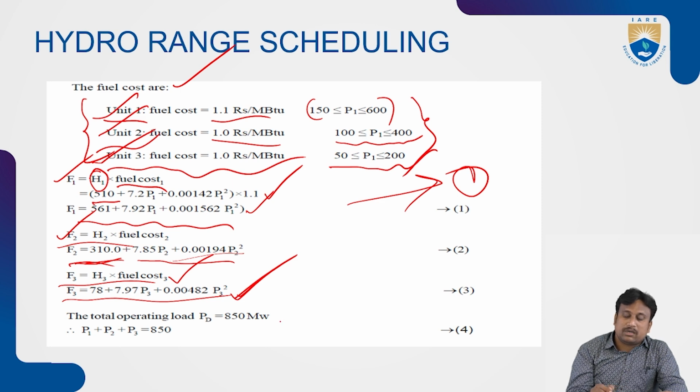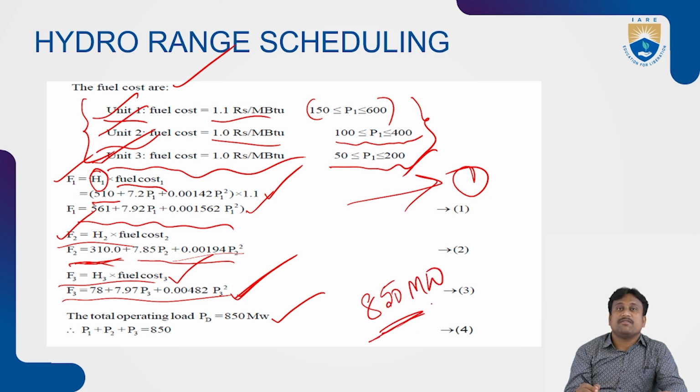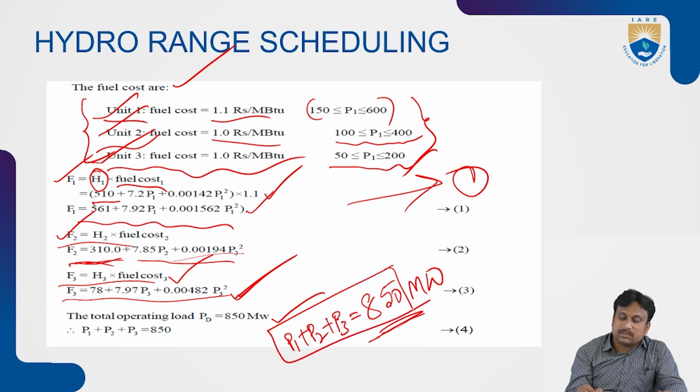Now the total operating load is P_D, which is equivalent to 850 megawatts. This may be written as the sum of the three unit loads, that is P1 plus P2 plus P3.